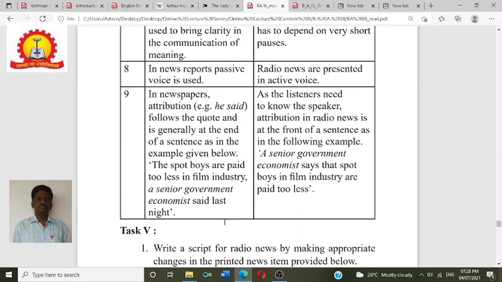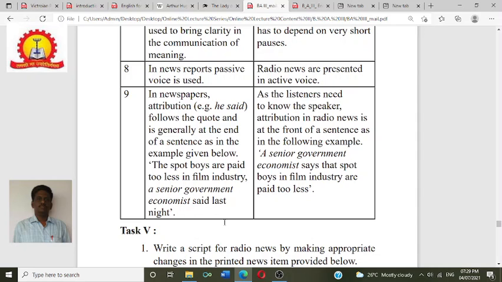Then the ninth one. In newspapers, attribution, that is 'he said', follows the quote and is generally at the end of the sentence, as in the example given below. See how the persons are quoted here: 'The sport boys are paid too less in the film industry,' a senior government economist said last night. So at the end of the sentence, it is said whose opinion this is.